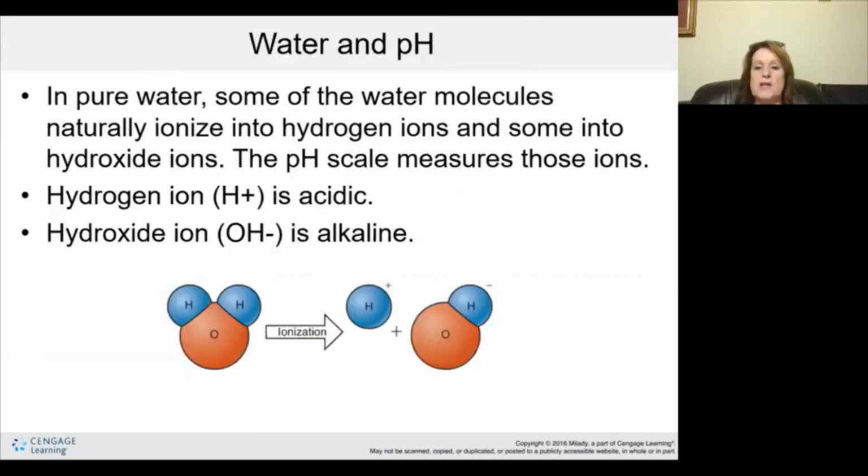In pure water, some of the water molecules naturally ionize into hydrogen ions and hydroxide ions. The pH scale measures those ions. The hydrogen ion H+ is acidic. The hydroxide ion OH is alkaline. Only aqueous solutions have pH. Non-aqueous solutions, oil and alcohol, do not have pH. Without water, there is no pH. Pure water contains the same number of hydrogen ions as hydroxide ions. It is neutral, being 50% acidic and 50% alkaline.